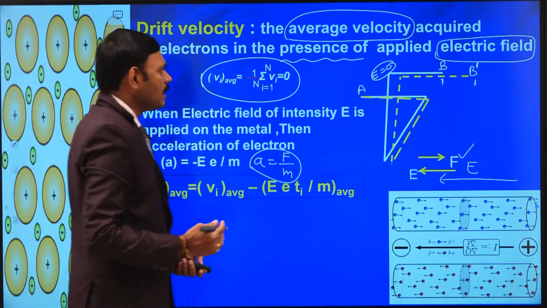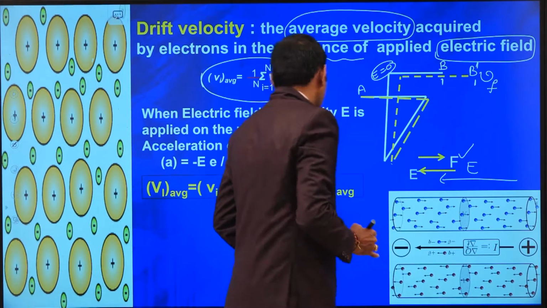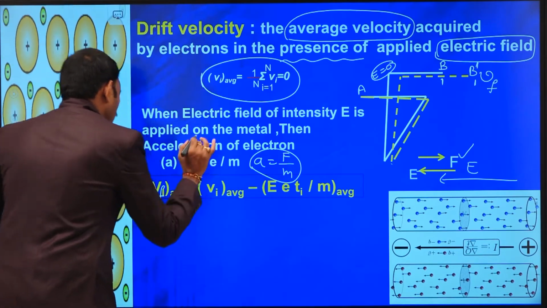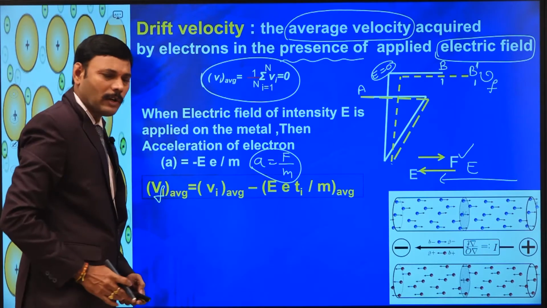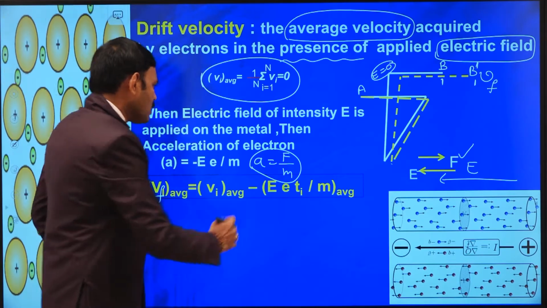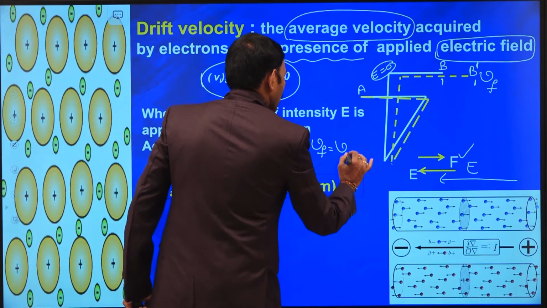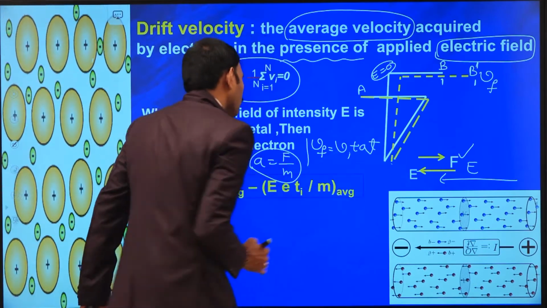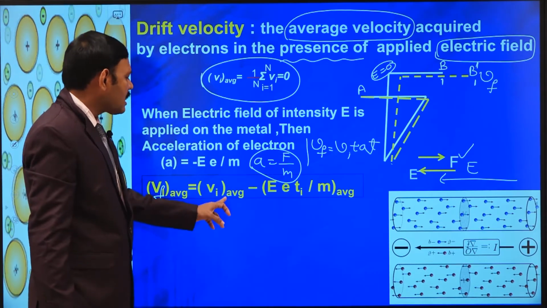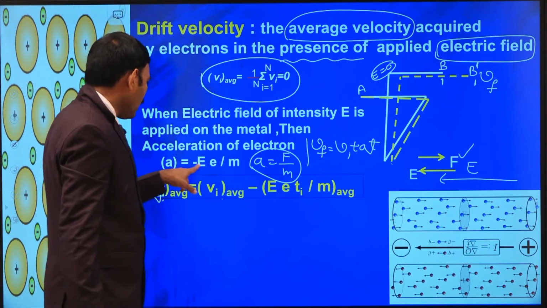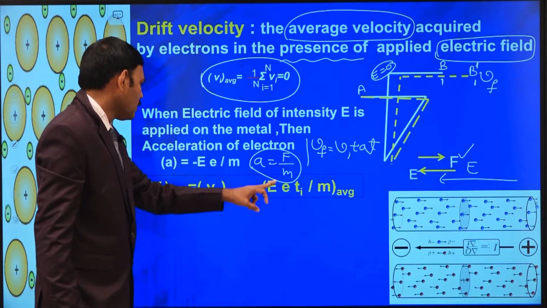Then the final velocity gained by the electron. Here at this point it has some velocity. Let Vf be the final velocity, the average final velocity gained by the electron in the presence of the electric field. Actually in kinematics we have this formula: final velocity is equal to initial velocity plus at. I am just using the kinematics formula. So the final velocity gained by the electron in the presence of the electric field is equal to the initial average velocity plus at. We have this expression for a, and we replace a in this formula by minus eE by m into t.